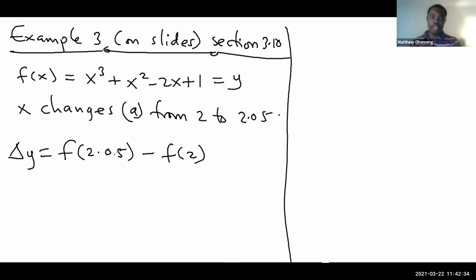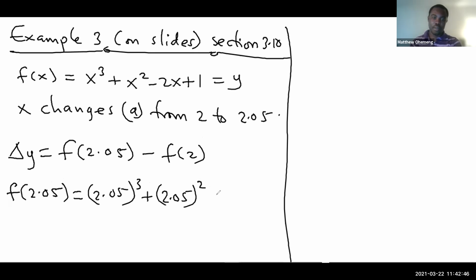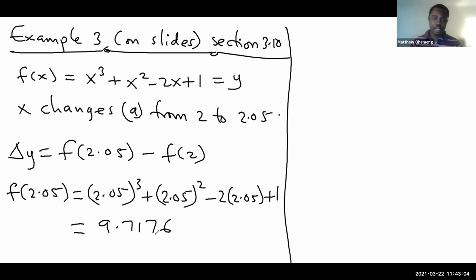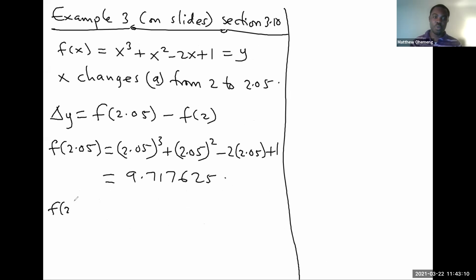So f of 2.05 is 2.05 cubed plus 2.05 squared minus 2 times 2.05 plus 1. And this is going to give us 9.717625. Now, let's get f of 2. F of 2 is 2 cubed plus 2 squared minus 2 times 2 plus 1, and that gives us 9.